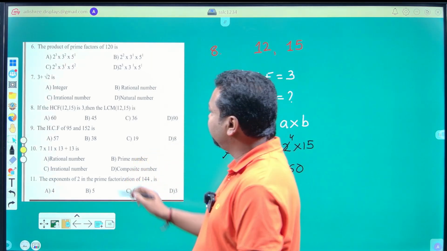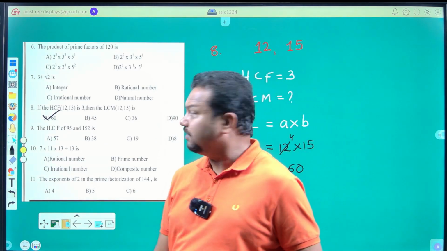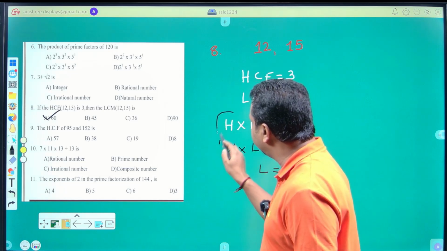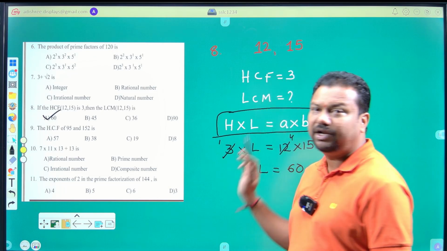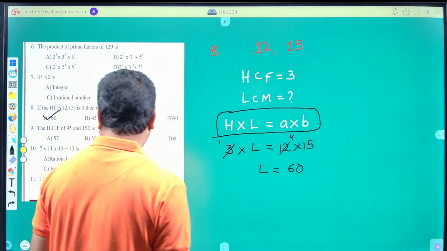Hence what should be my answer? 60 is the right answer. Done? Right? So a very simple way. See that this knowledge is very, very important. The product of two numbers is always equal to the product of their HCF and LCM, and that is a very, very important concept. Done? So let's begin with the next question.